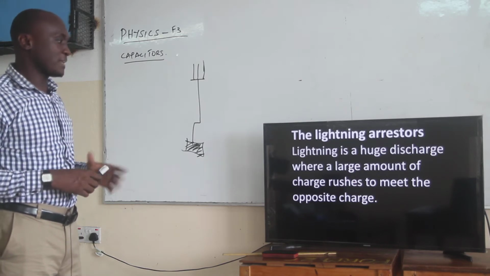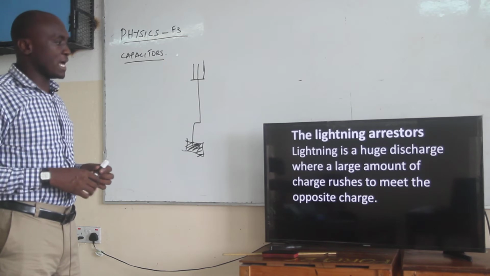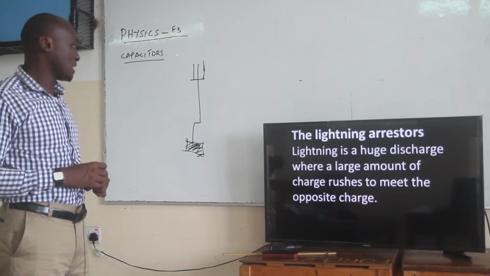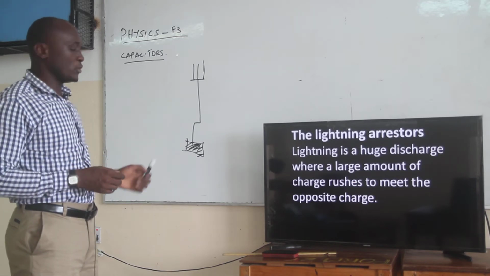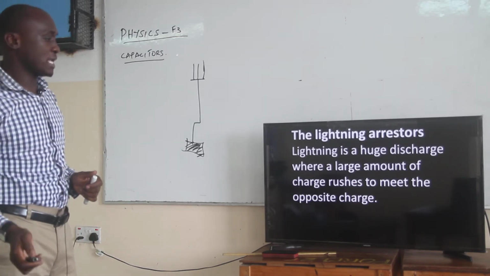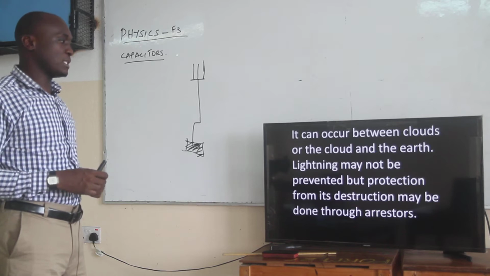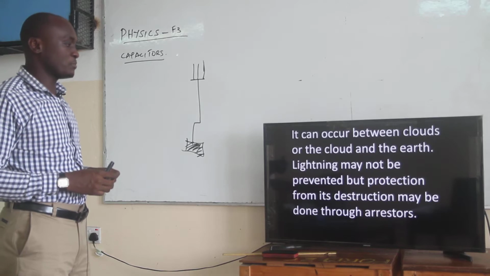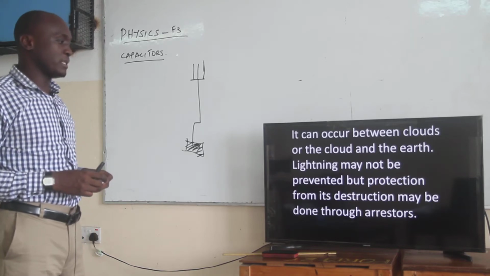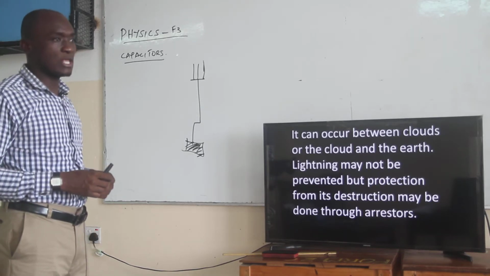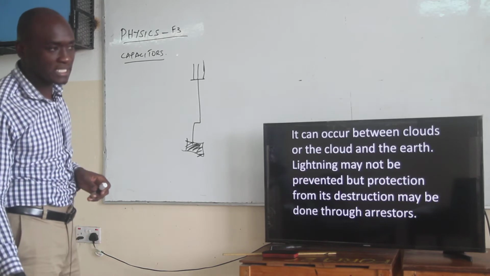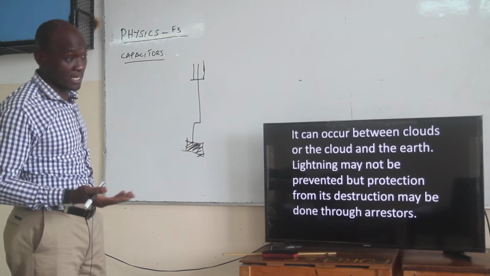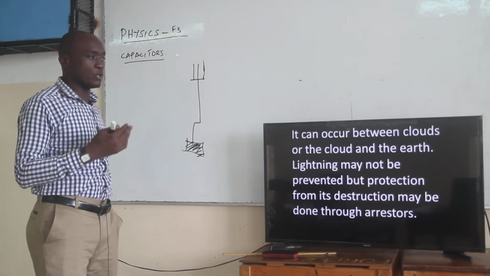But of course we are saying that lightning is a very large discharge where a large amount of charge rushes to meet the opposite charge. We use lightning arrestors to neutralize this. It can occur between the clouds or even between the cloud and the earth, and sometimes lightning may not be prevented, but protection from its effects may be done through the arrestor. When you go to places where we have a lot of rain and a lot of lightning, like the Rift Valley in this country, you realize that there's a lot of lightning.